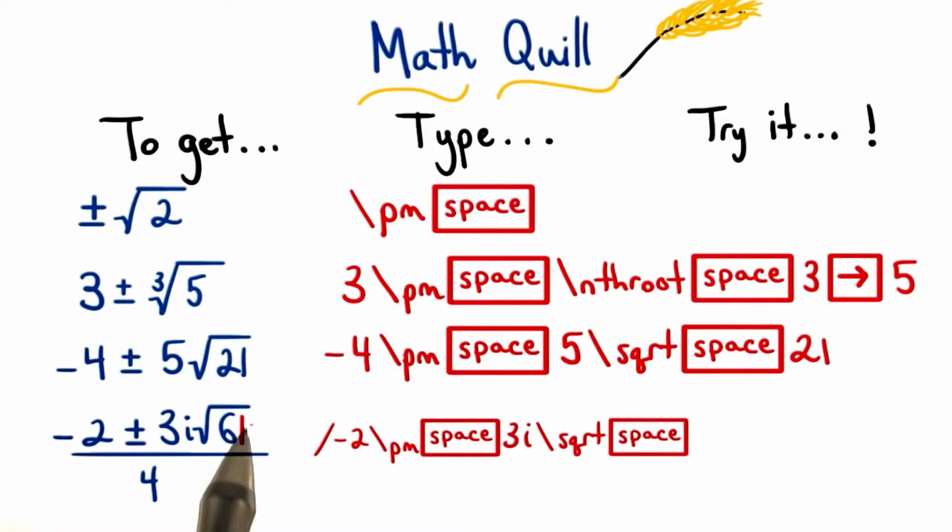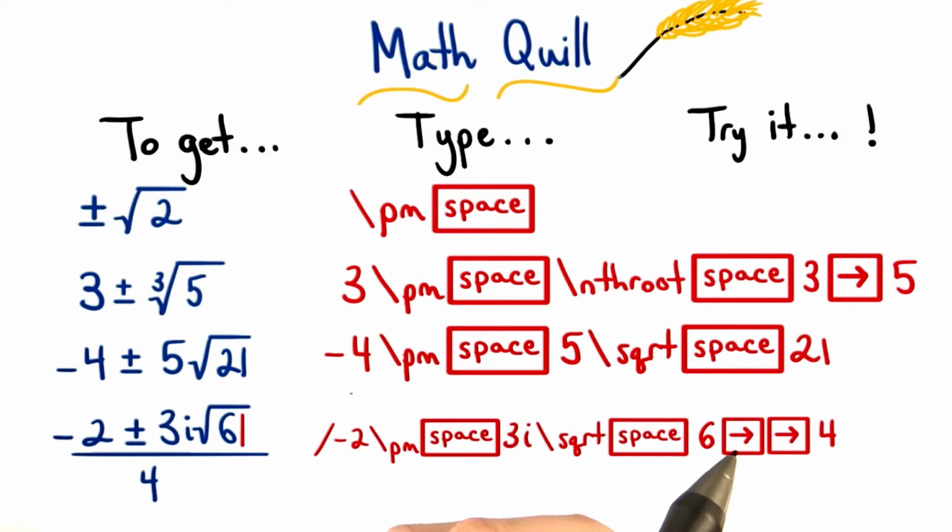And notice that our cursor bar is here. Once we type in the 6, our cursor bar will appear here, and we hit the right arrow key twice in order to move it down into the denominator. Then we just type a 4 to wrap up our expression. Now, there are other ways that you could have done this to create the fraction bar.